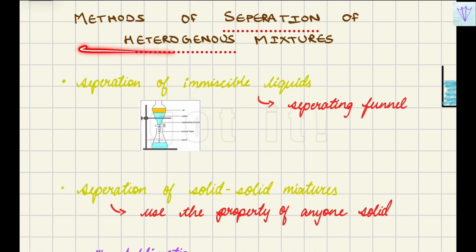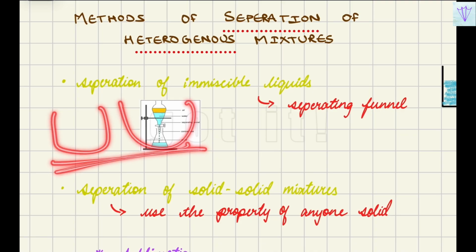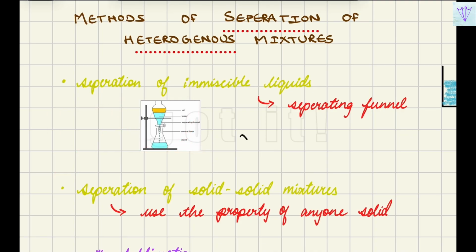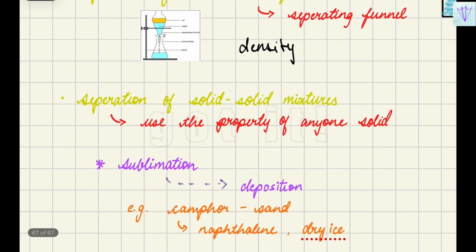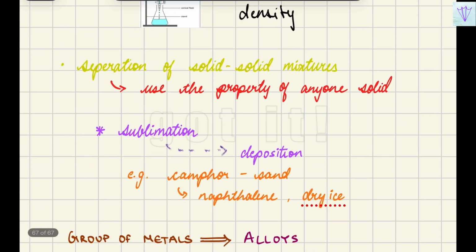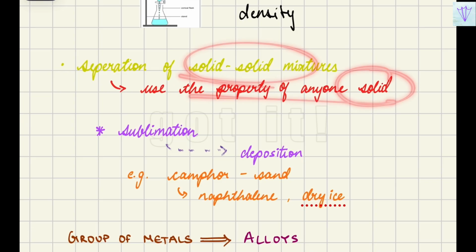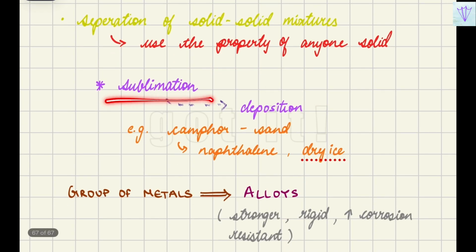When we have heterogeneous mixtures, there can be various scenarios. So if we have the separation of immiscible liquids, that is two liquids which do not mix, then based on the density, we can separate them using the separating funnel, which is one of the methods. And the next method is the separation of solid-solid mixtures. You can use the property of any of the solids in the mixture. So one such method is the sublimation method.